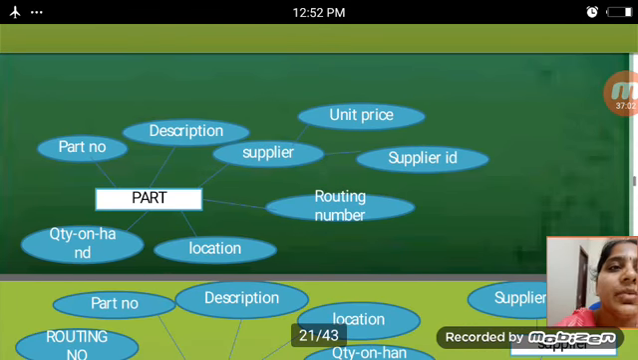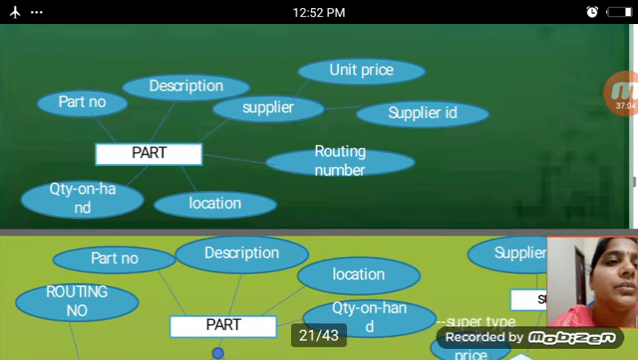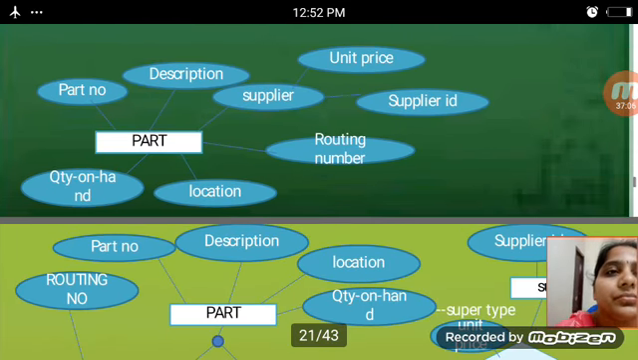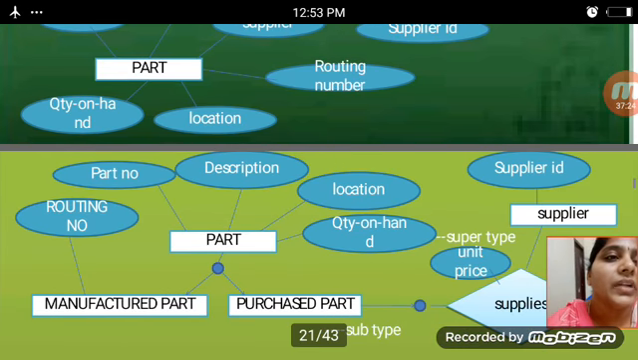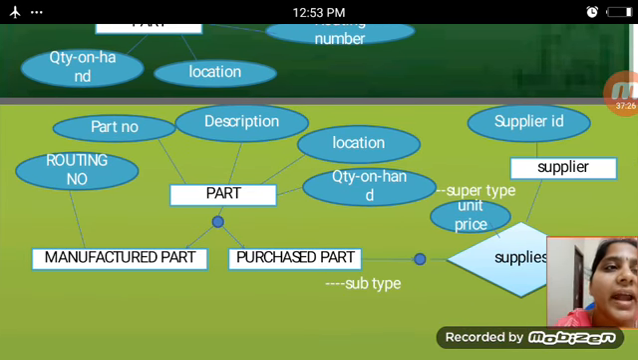In this I am taking another example. A part has a part number, description and supplier. Supplier has the unit price and supplier ID. A part has other attributes: routing number, location, and quantity. These are the above example. I am taking another example in which part has manufactured part and purchased part.